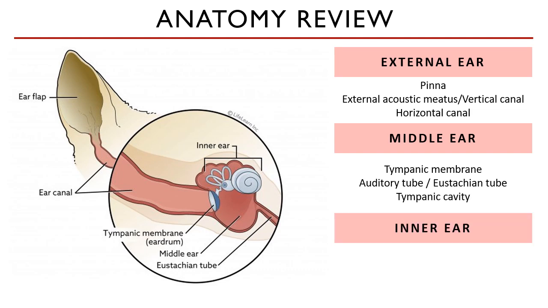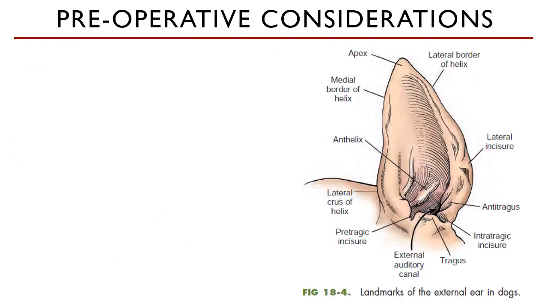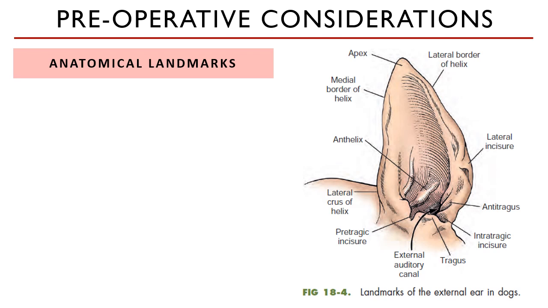The inner ear is completely contained within the temporal bone of the skull, which consists of a membranous and bony labyrinth, vestibule, cochlea, and the auditory ossicles, the malleus, incus, and stapes, and functions for hearing and balance. The size and appearance of the pinna differs among breeds, as you may have noticed. The auricular cartilage determines the appearance of the pinna. The base of the ear has several ridges that are important anatomical landmarks for ear surgery. These include the tragus, the lateral crus of the helix, the pretragic incisure, and the intertragic incisure.